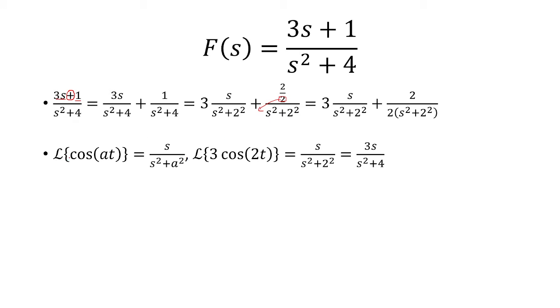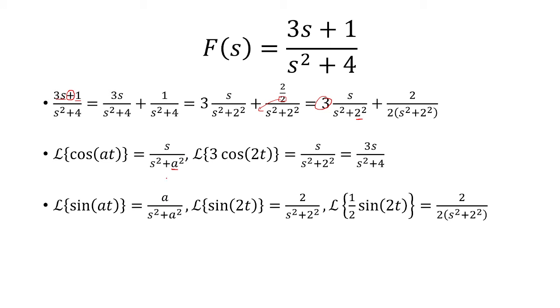So now we have to look at the Laplace transform of cosine at, which is s over s squared plus a squared. That's going to be this one, but clearly a has to be 2, and then we have an extra 3 in front. So that's going to be 3 times cosine 2t. So that's the first one.